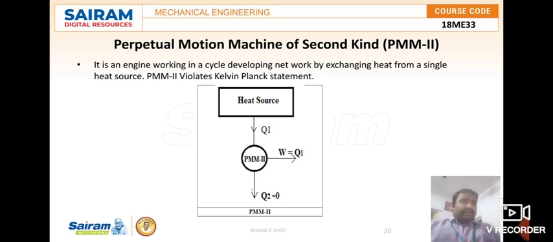Here the statement says that it is not possible for an engine, working from a single thermal reservoir, to convert heat completely into work. A minimum of two thermal reservoirs is required. That is PMM2, the perpetual motion machine of the second kind.